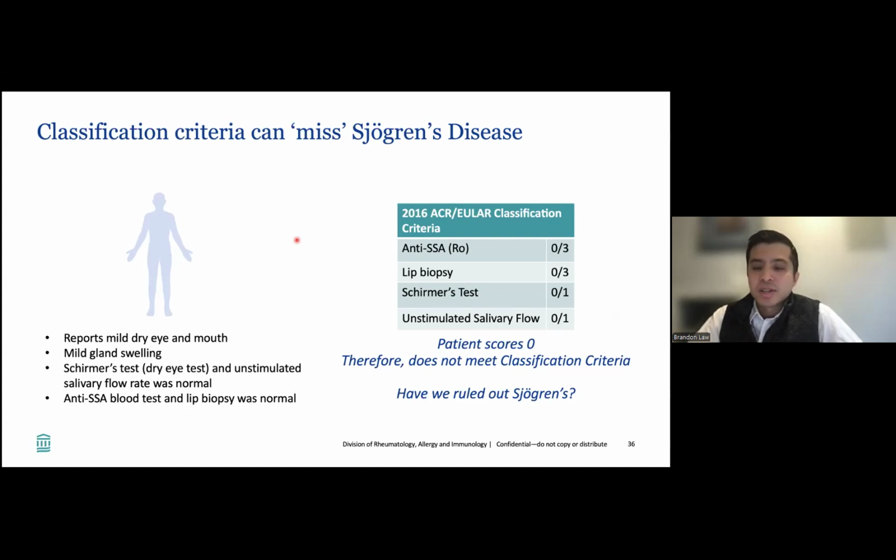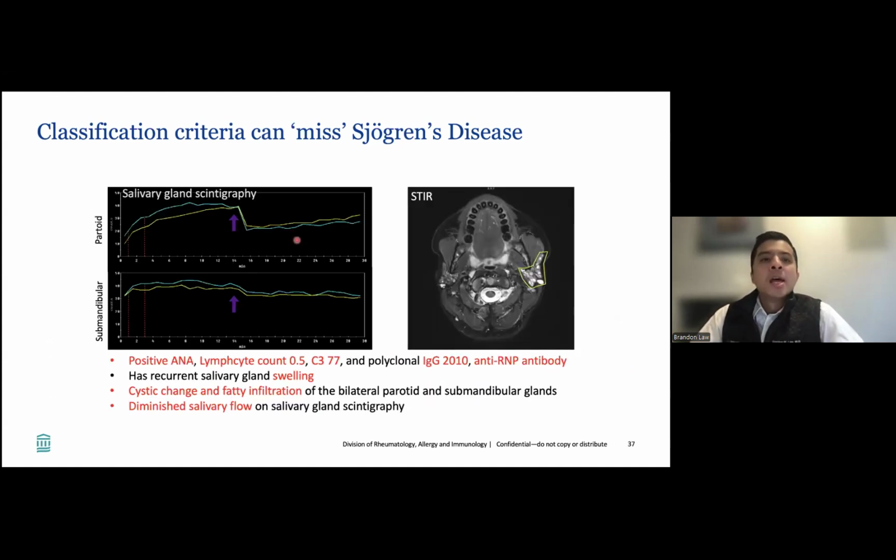We did everything. She underwent biopsy. We did the flow measurements and everything like that. It's more than most places would do. But if we actually looked a little bit deeper into this patient's profile, this positive ANA, lymphocyte count of 0.5, C3 of 77, polyclonal IgG of 2010, RNP antibody. All of these tests are basically a bunch of blood tests that would suggest an autoimmune process is going on.